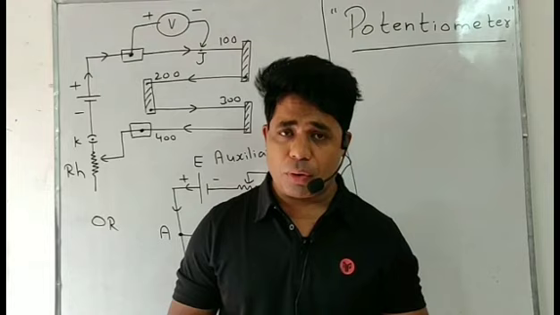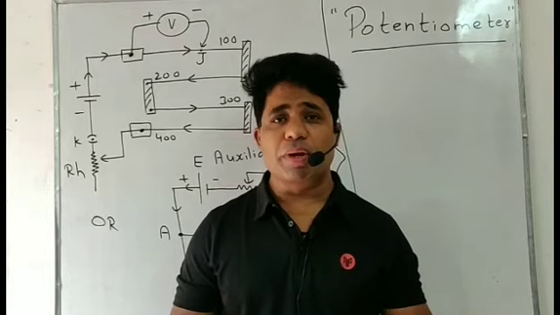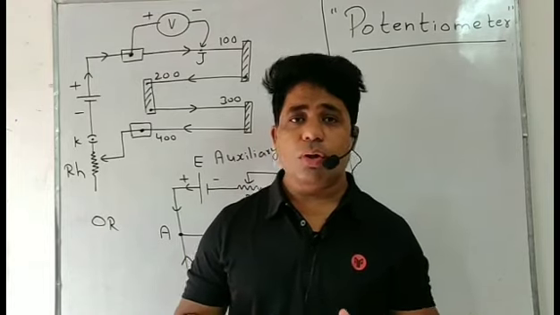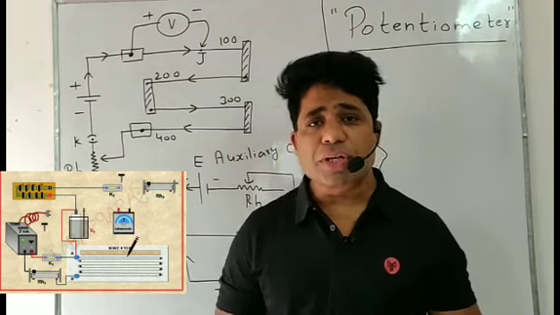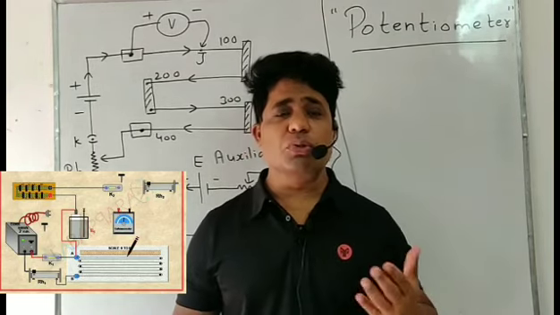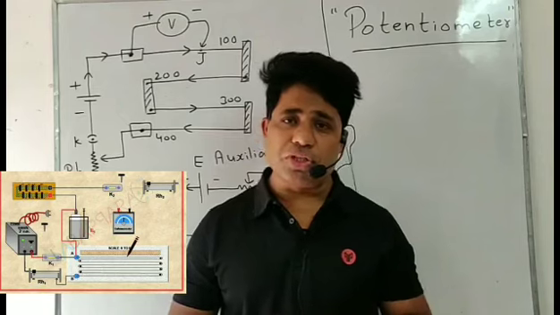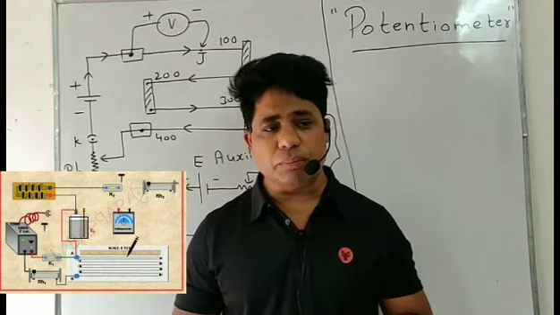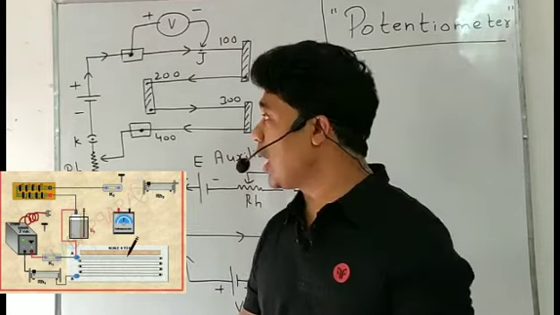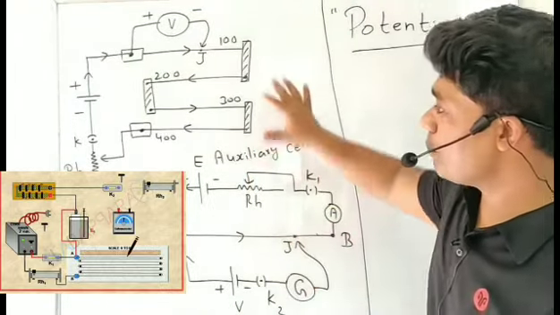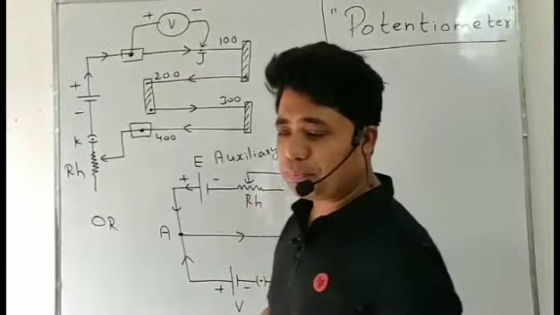Today we discuss the potentiometer, from the lesson Current Electricity. Look, the very first thing: what is a potentiometer? A potentiometer is a device, a circuit, that is used to find the accurate potential difference between 2 points along the resistance of a circuit. I have shown the potentiometer diagram here in two different ways.